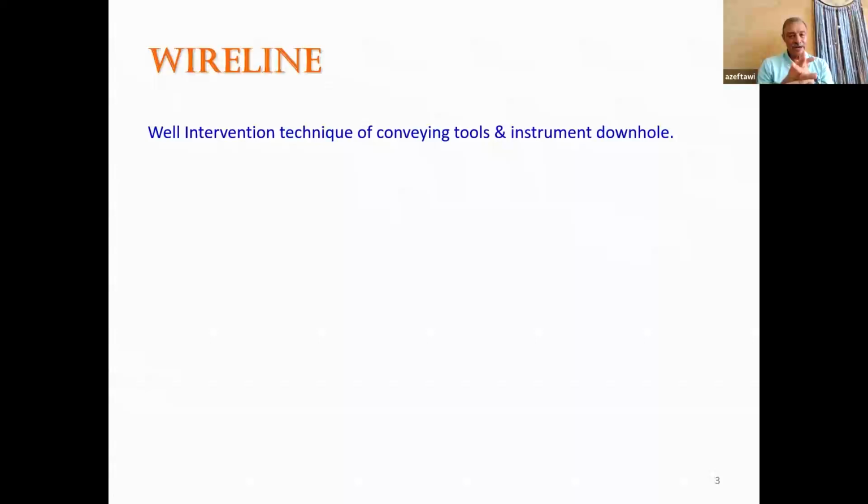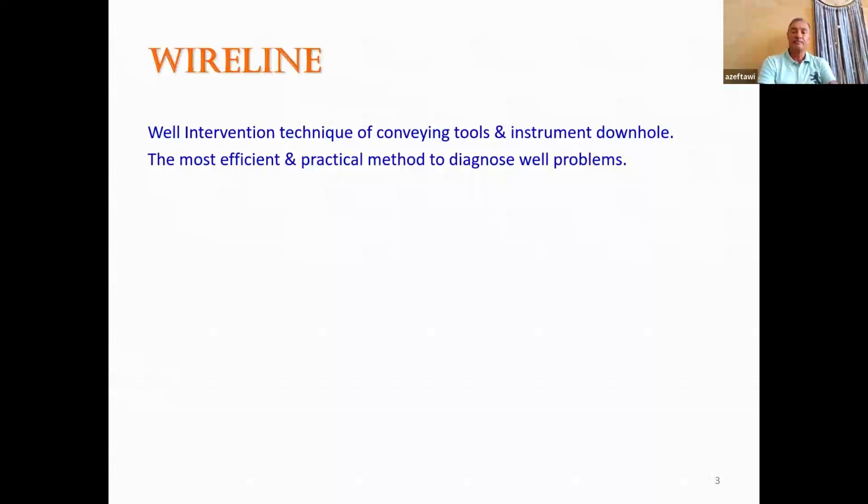So wireline is a well intervention technique to convey tools and instruments downhole. The wireline itself will not help you by doing anything without the downhole tools that you run in. And it is definitely the most effective practical method to diagnose a well problem. If we have a problem in a well, the first thing we think of is to run what we call a gauge cutter. With this gauge cutter run, the moment it stops, you have a problem at that particular depth.